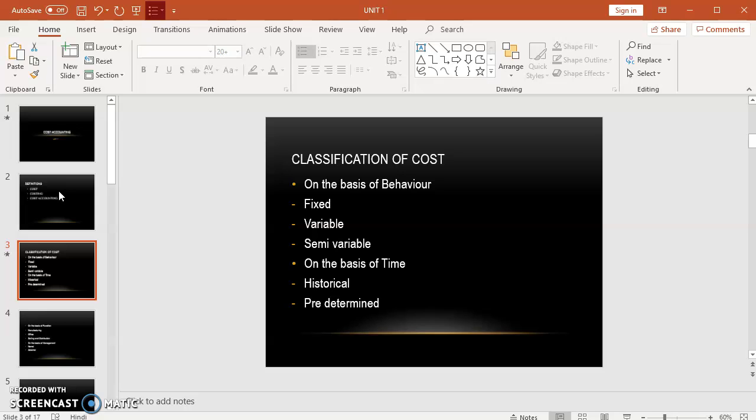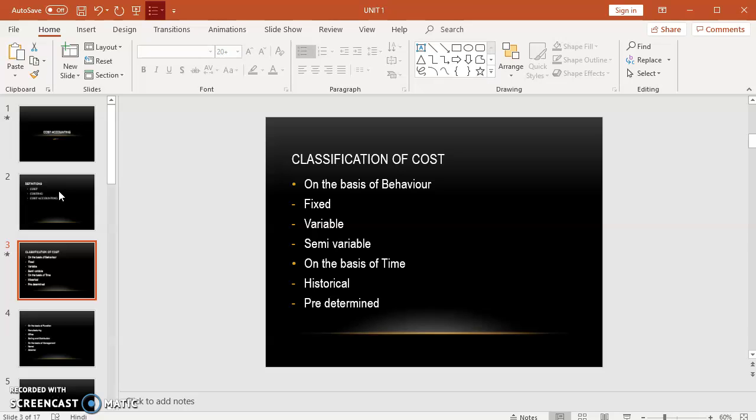So let's see what are the classifications of cost. The classification of cost is divided into four bases: behavior, time, production and management. We'll start with the basis of behavior. On the basis of behavior, costs are fixed, variable and semi-variable.